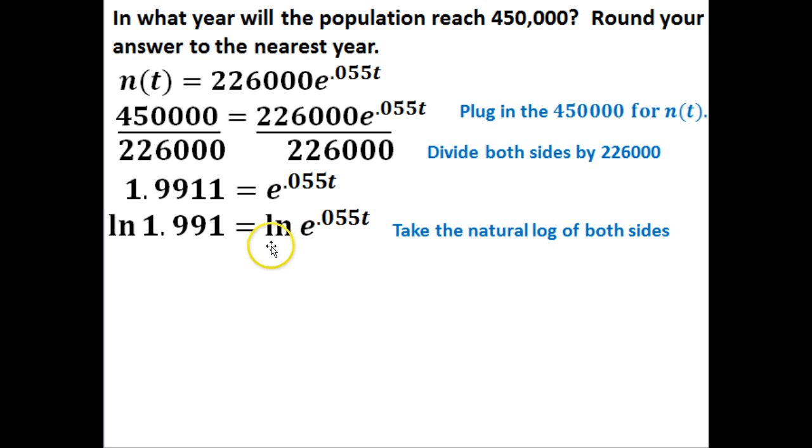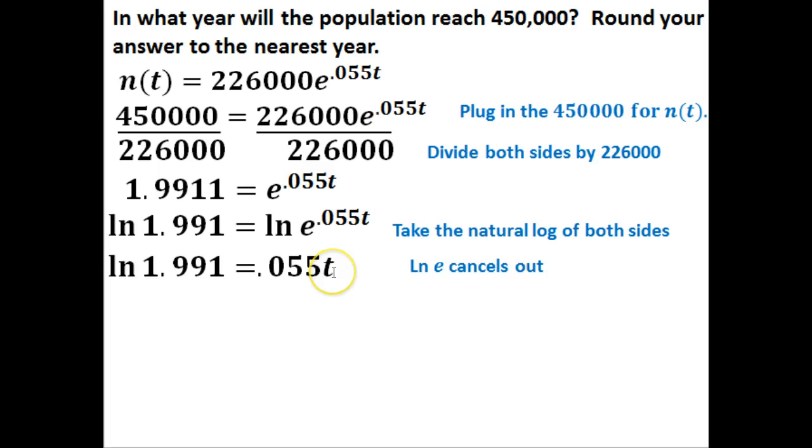And if you remember, part of our rules of logarithms state that the natural log already has a base e. So this is the natural log or log base e to the e. Okay, so those two will basically cancel each other out. So what we're left with on the right hand side here is just 0.055t. And that makes it a lot easier to try to solve it. So these right here just cancel each other out.